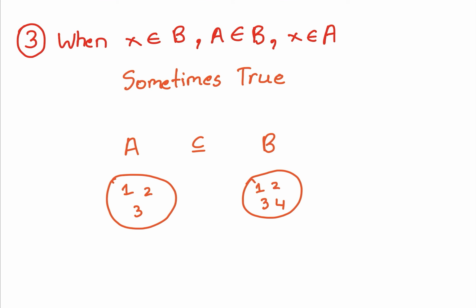Now, of course, B could have elements 1, 2, and 3, and it would still be a subset, but for demonstration purposes, I'm adding a 4 there. Now, since X is an element of B, it could be 1, 2, or 3, in which case it would be an element of set A as well, because A has 1, 2, and 3. But what about the case where X is the element 4 right here? A does not have that element, which means that in that case, X would not be an element of A, which would make it not true.